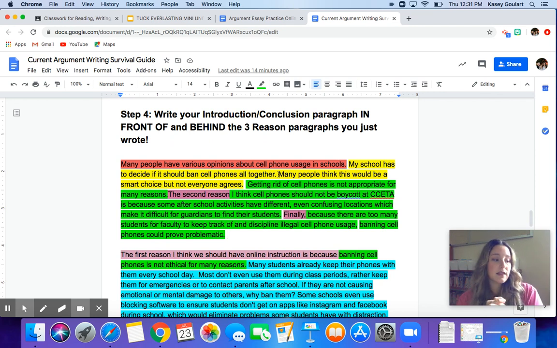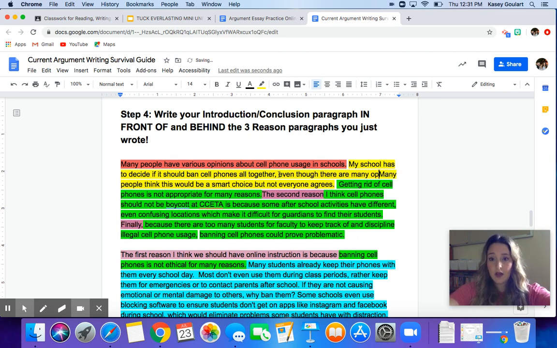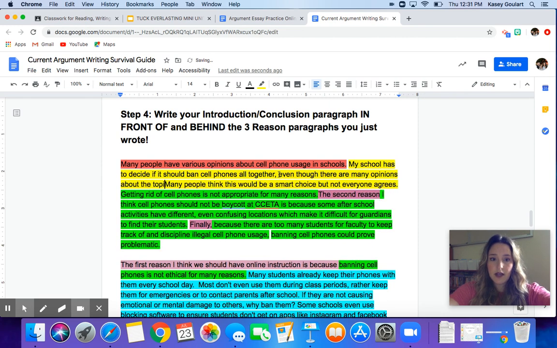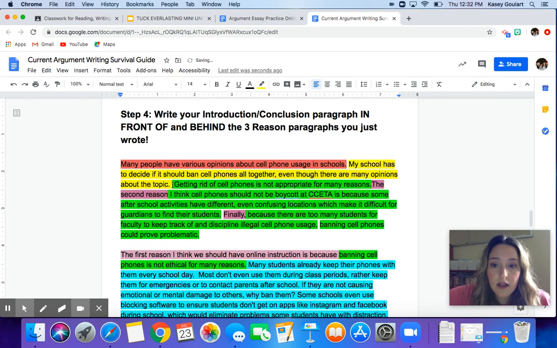Let's combine them. Let's make them into a compound sentence, okay? My school has to decide if schools should ban cell phones altogether, comma, even though there are many opinions about the topic, period. And then I'm just going to erase this last yellow. Now it's compound. I have two separate sentences with a comma. Great. Even though there are many opinions about the topic, that's a dependent clause. My school has to decide to ban cell phones altogether is independent. It can stand on its own.